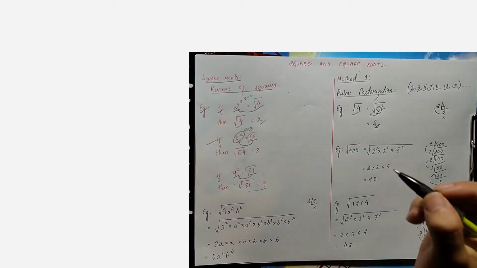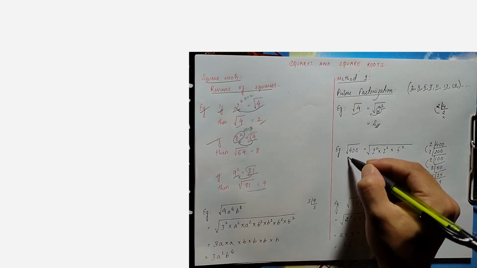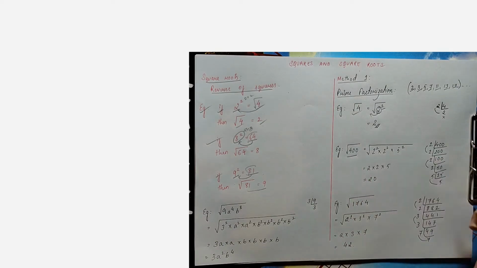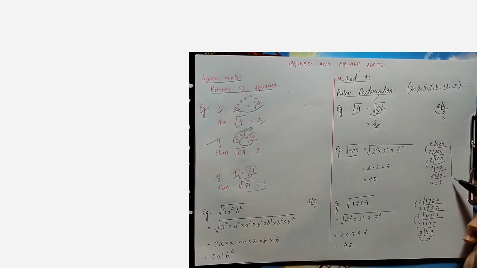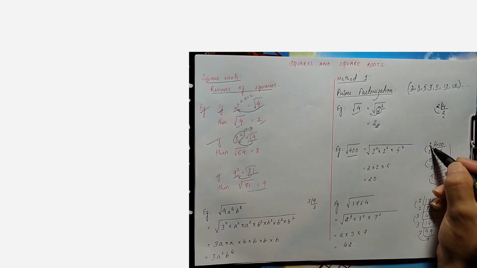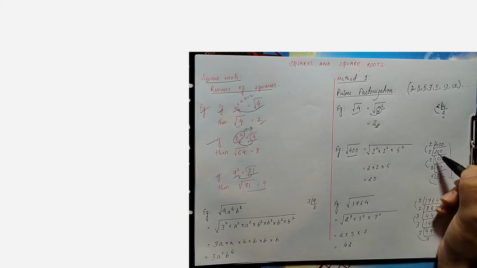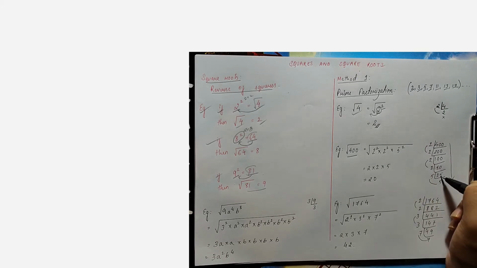Let us understand this with the help of another example. Let's say we have square root of 400. First of all, we'll have to prime factorize 400. This is how you prime factorize 400. 2 into 200 is 400. 2 into 100 is 200. 2 into 50 is 100. 2 into 25 is 50. Now 2 into 5 is 25.